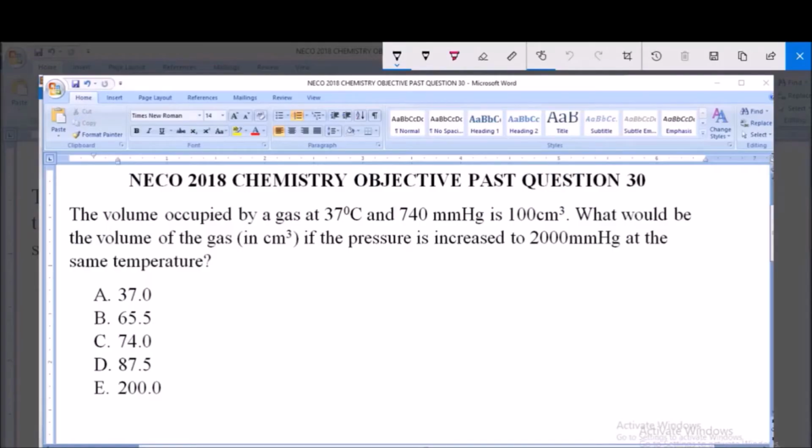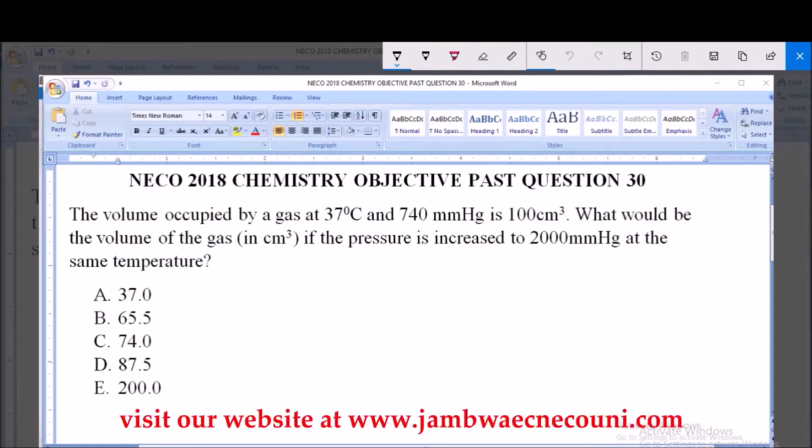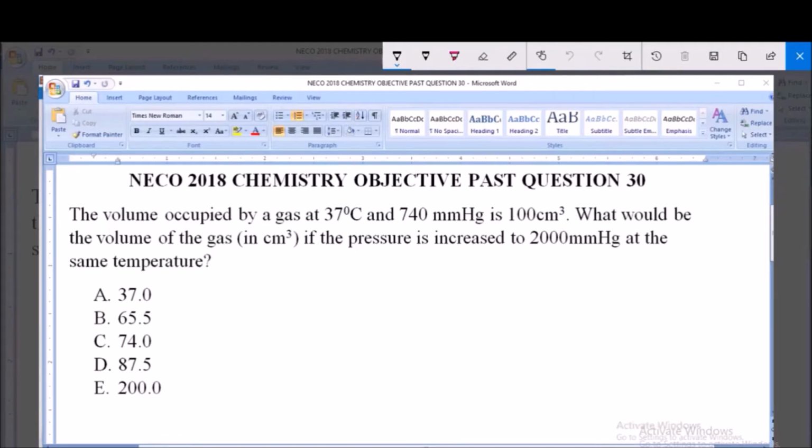Hello, good day and welcome. I'll be answering NECO 2018 Chemistry Objective Past Question 30. The volume occupied by a gas at 37 degrees Celsius and 740 millimeter mercury is 100 centimeter cube. What would be the volume of the gas in centimeter cube if the pressure is increased to 2000 millimeter mercury at the same temperature? Now the options given are A 37.0, B 65.5, C 74.0, D 87.5, and E 200.0.